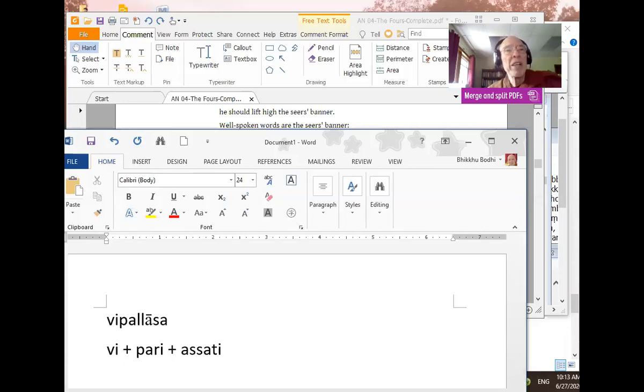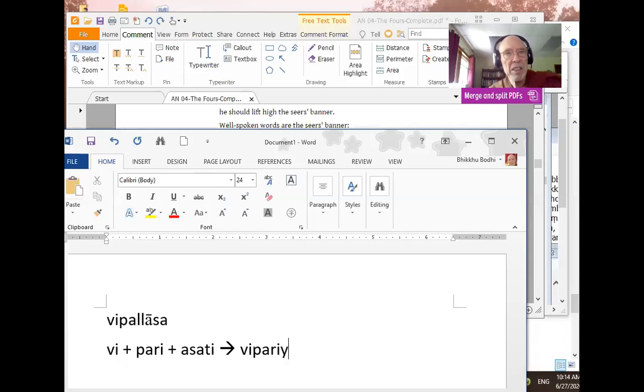Asceti, which means to throw. And so the vi gives a sense of opposite, pari, the sense of around, and asceti is to throw. So this is throwing around so that something winds up upside down. So it's from vipari asceti. I think it's one s actually.